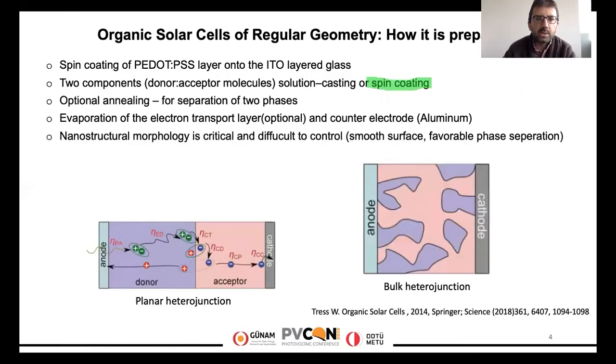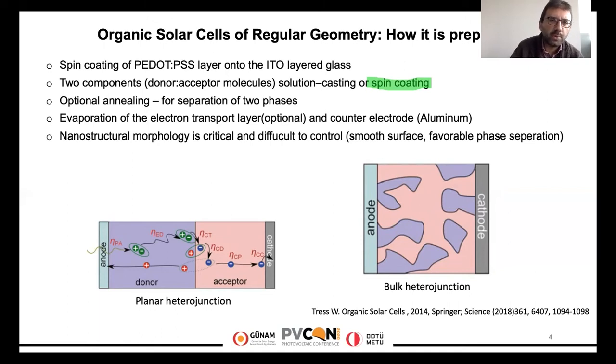The organic solar cells have a regular geometry; there's also an inverted geometry, but we are generally working with the regular geometry. It's prepared by spin coating of the PEDOT:PSS layer on top of the indium tin oxide coated glass. The glass is made conductive by indium tin oxide. The two components, the donor and acceptor molecules, are deposited on top of the PEDOT:PSS layer after drying, generally by the spin coating method, which we are actually using. There's an optional annealing step for separation of the two phases and nanomorphology. To get a better nanomorphology, this step is generally done, but actually these annealing studies have been used as an optimization study.